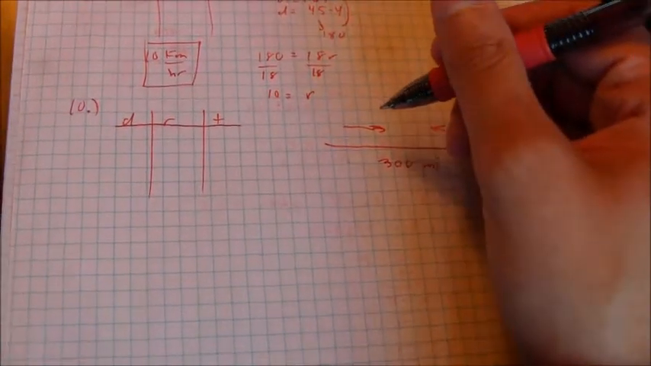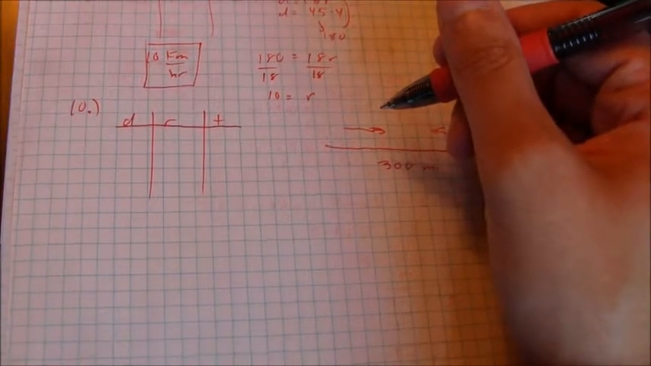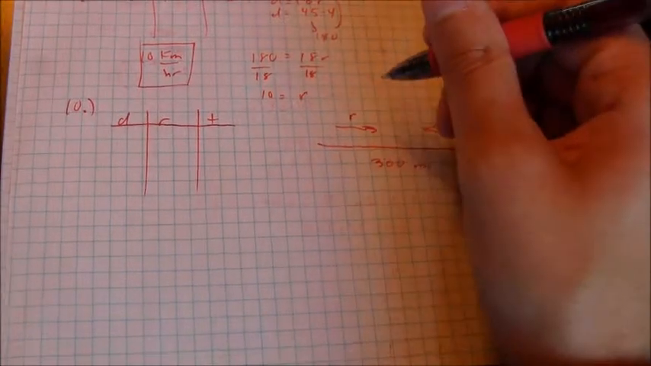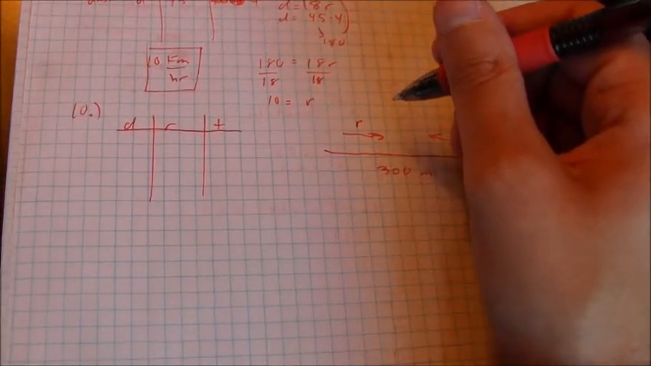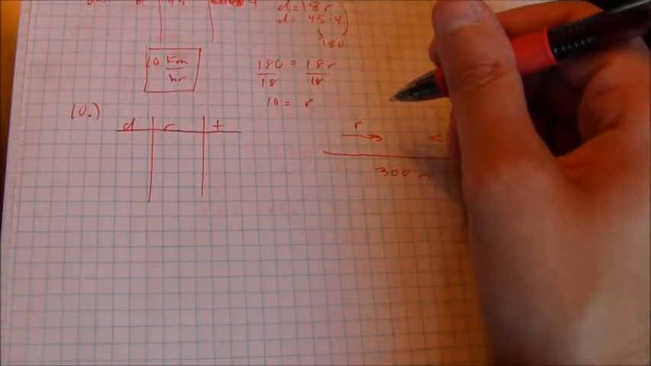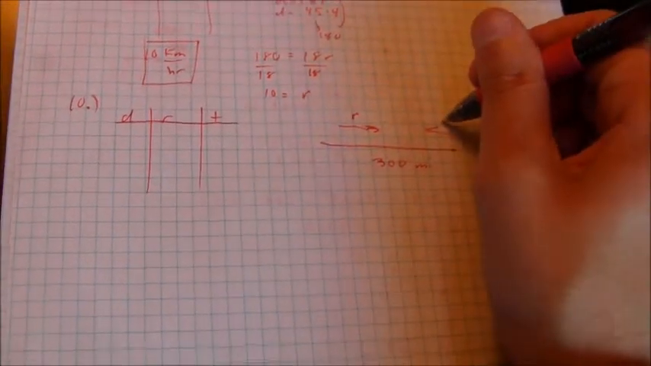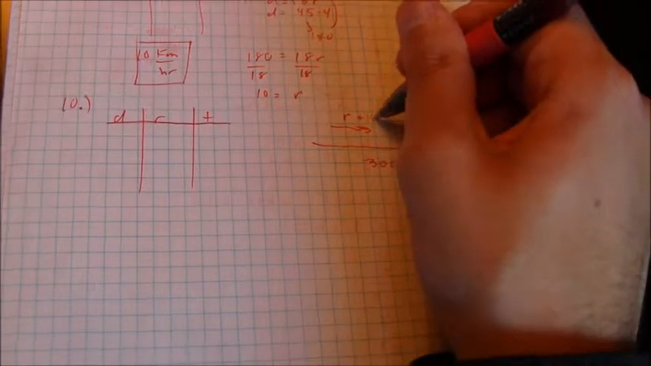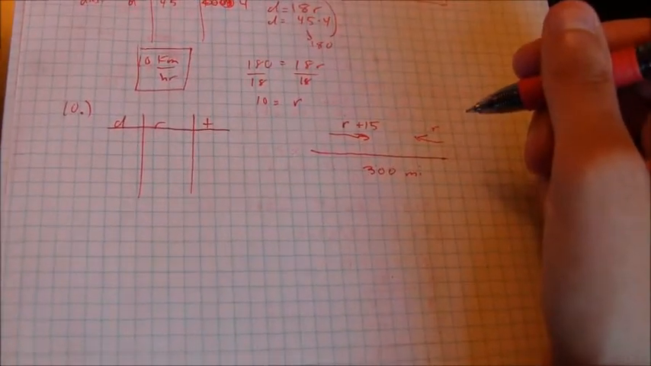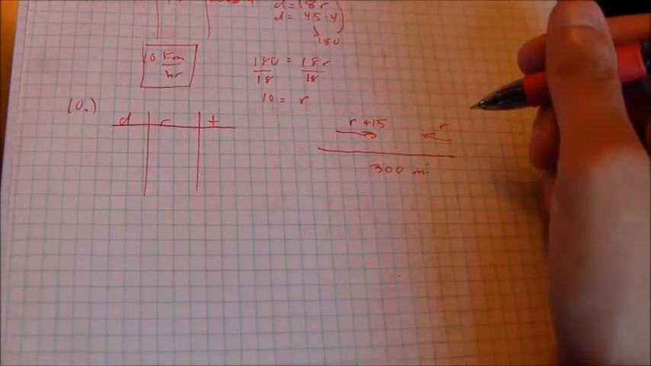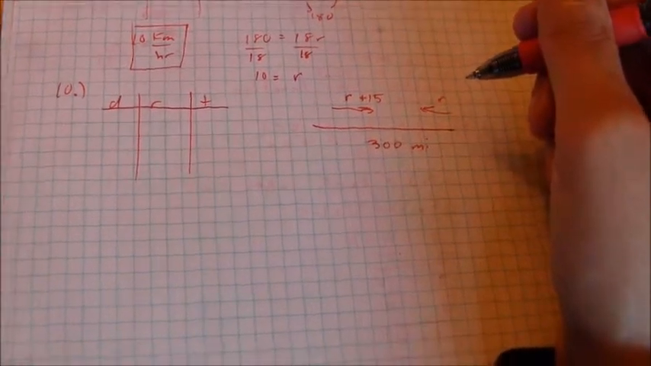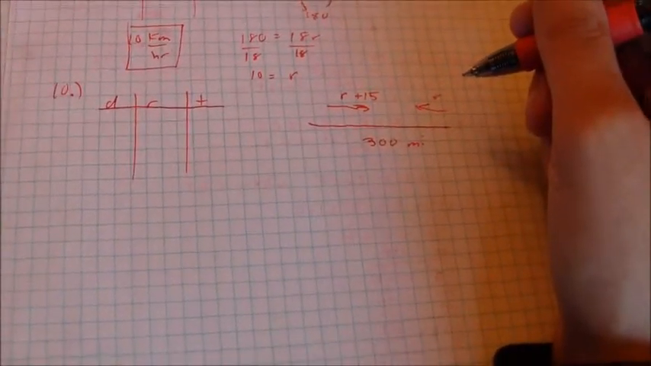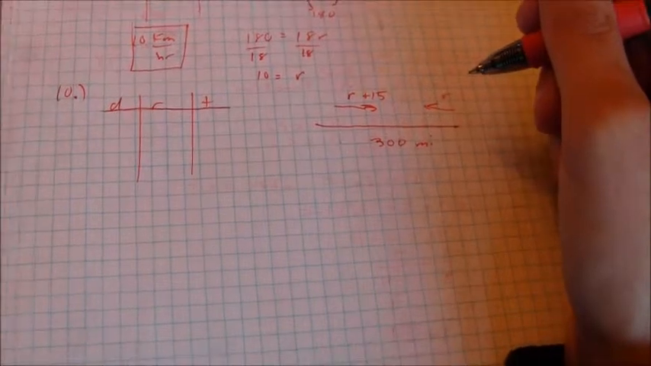It says that one is going at a rate of 15 miles per hour more than the other. So we'll do R. Actually, the freight train is going slower, so I'm going to call the freight train R, and I'm going to call R plus 15 the rate of the passenger train. It says that they meet after 4 hours. So it takes 4 hours for the two trains together to travel this 300 miles.